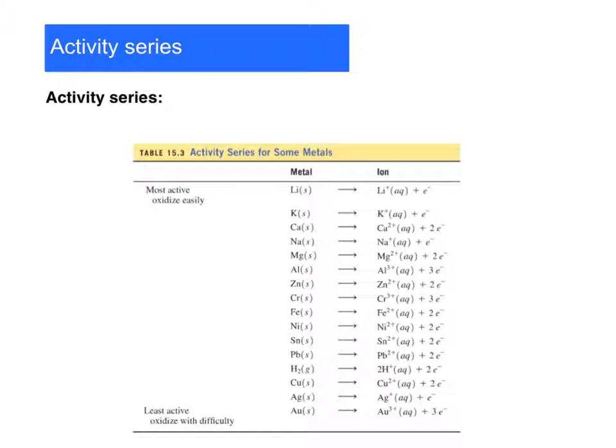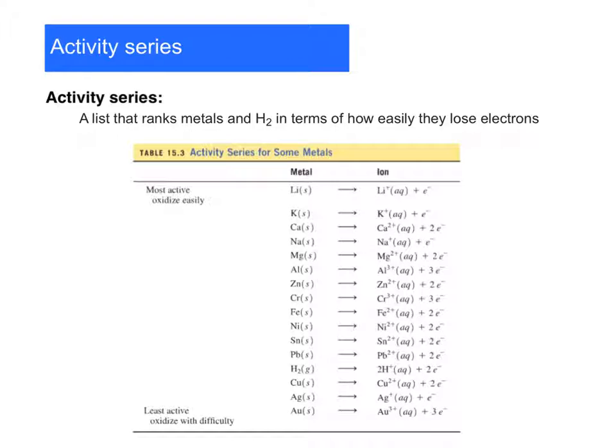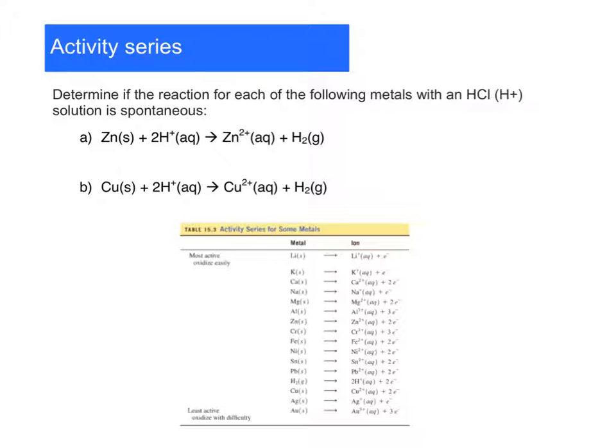So an activity series is a ranking of metals and hydrogen in order of how easily they lose electrons, so how easily they are oxidized. And so here we have a list, and you're going to generate a list similar to this in class using an online simulation of how these metals react with each other and in different solutions. The way we can use this in determining if chemical reactions are going to be spontaneous or not, meaning will that reaction that we've written happen, we can write it, but will it actually occur, is using this activity series.